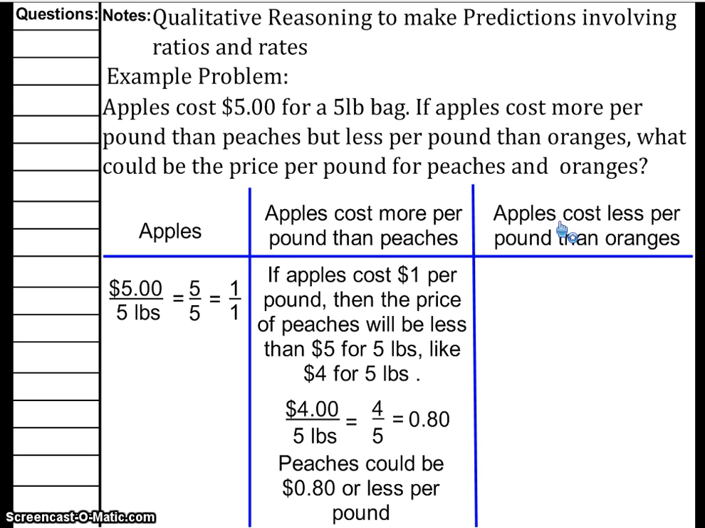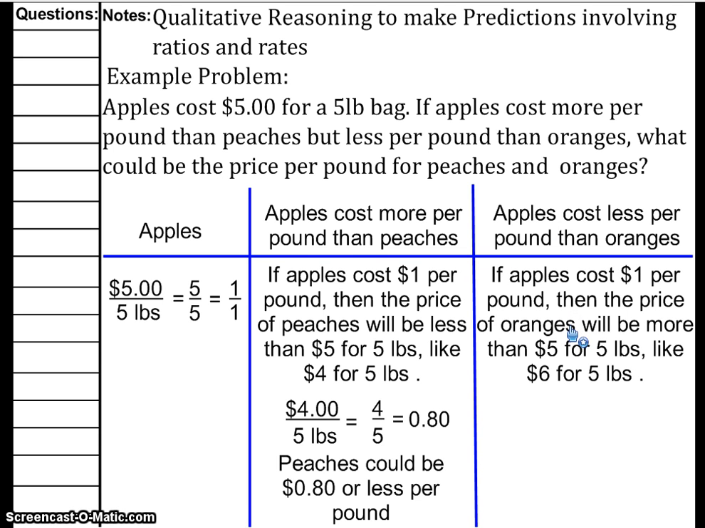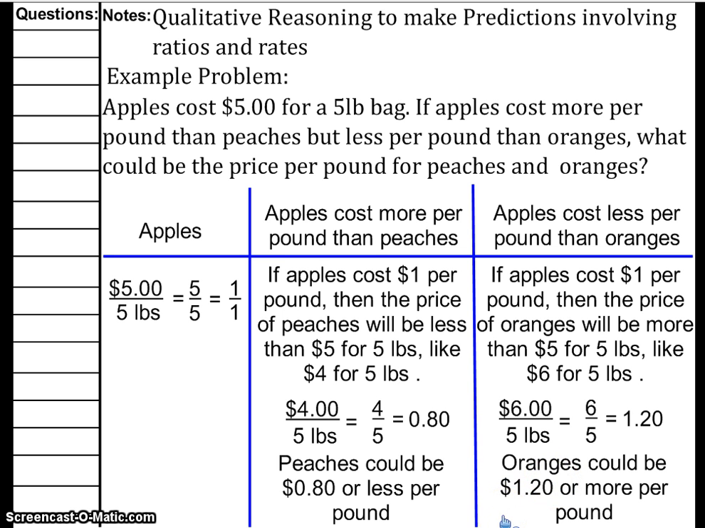And then it says apples cost less per pound than oranges. So if apples cost $1 per pound, then the price of oranges will be more than $1 per pound, like $6 for 5 pounds. And if we simplify that, we get 1 and 20 hundredths. Since we're talking about money, oranges could be $1.20 or more per pound. Again, the general description is that oranges have to be more than $1 per pound so that it falls within the guidelines of costing more than apples.